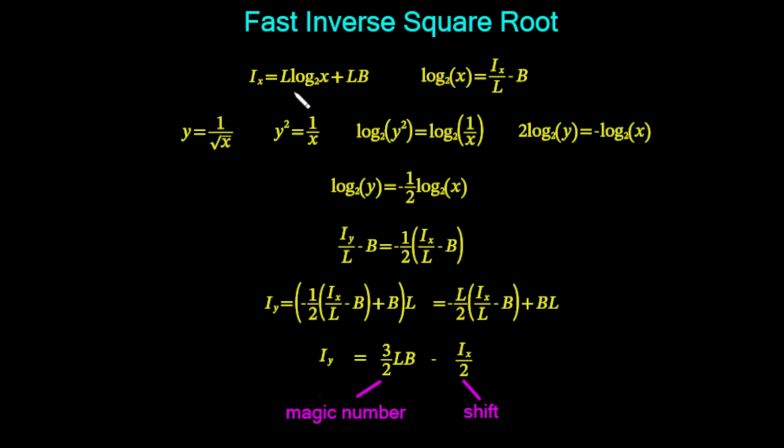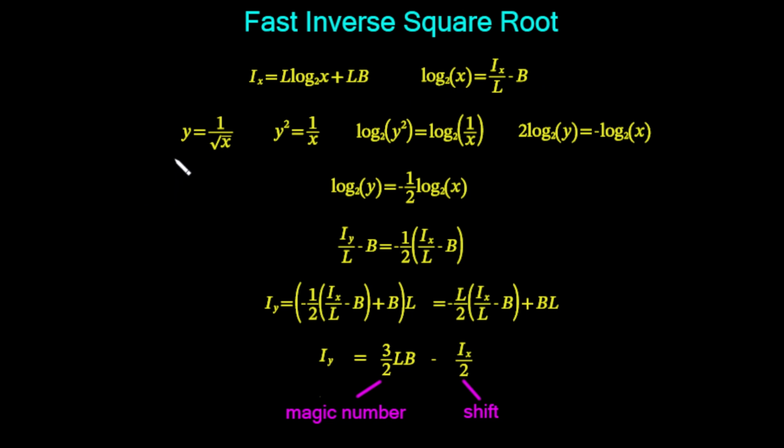Now we can rewrite this in terms of the log to the base 2 of x. So log to the base 2 of x is equal to ix upon L minus b. So we've just transposed this equation to get this equation here. Now why bother doing this? Well, here is the secret to the fast inverse square root algorithm.